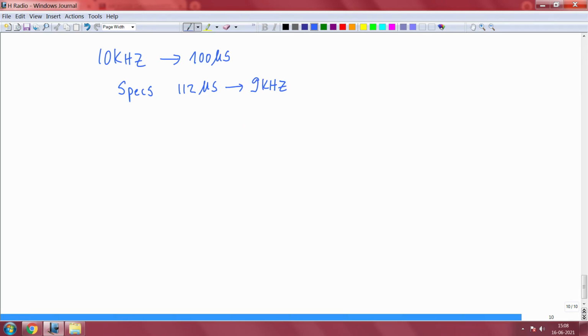Now, if you want to sample a 10 kilohertz signal successfully and apply the Nyquist criterion for a 10 kilohertz input signal, you need at least 20 kilohertz.